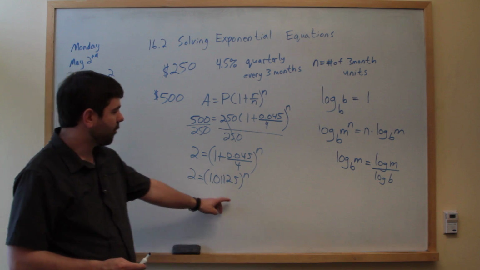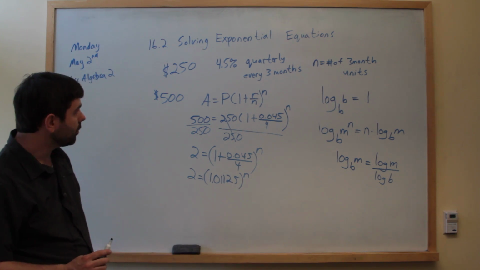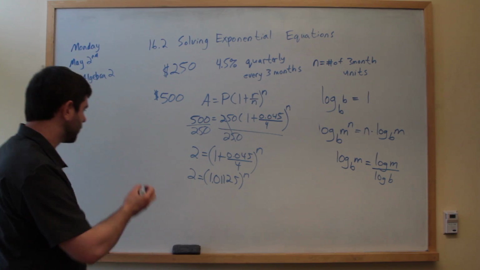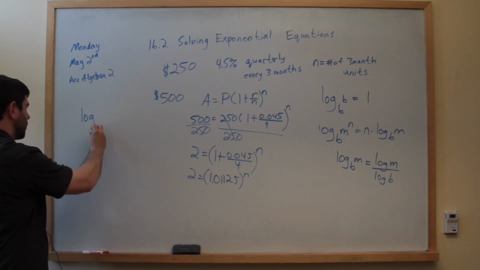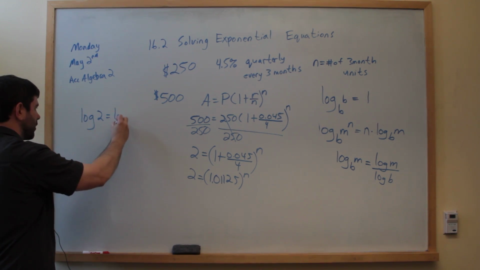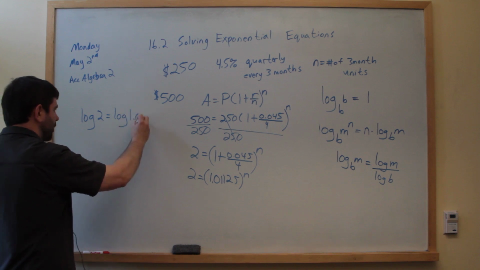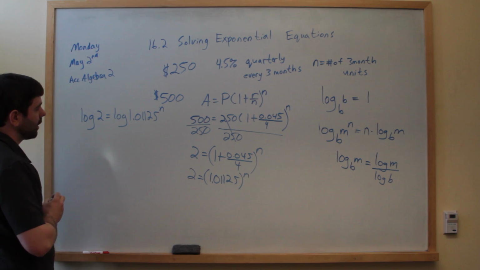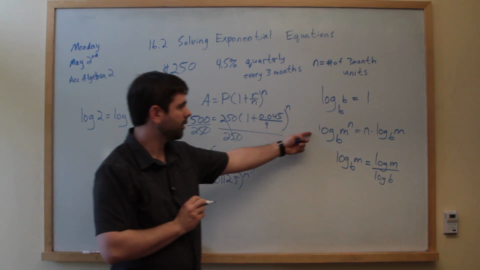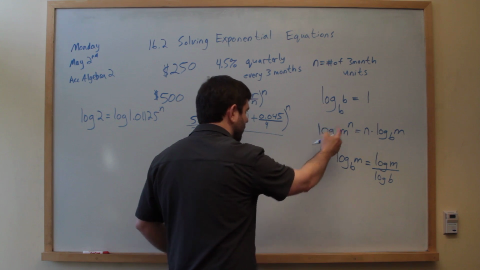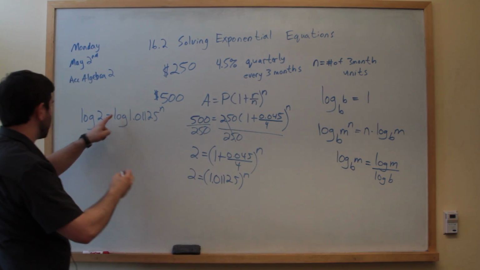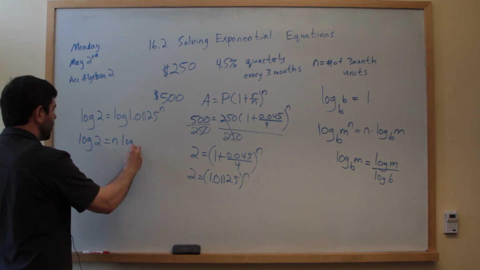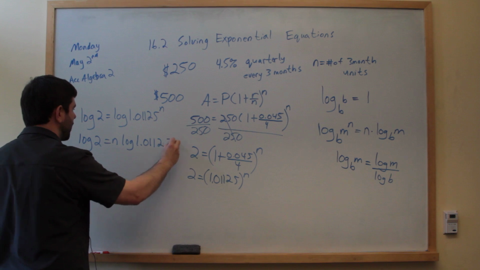Okay, to solve for a variable that's in the exponent, we use logarithms. So we'll just take the log of both sides. Log of 2 equals the log of 1.01125 to the power of n. We can now use our power rule to bring n out front. So we'll have log of 2 equals n log 1.01125.